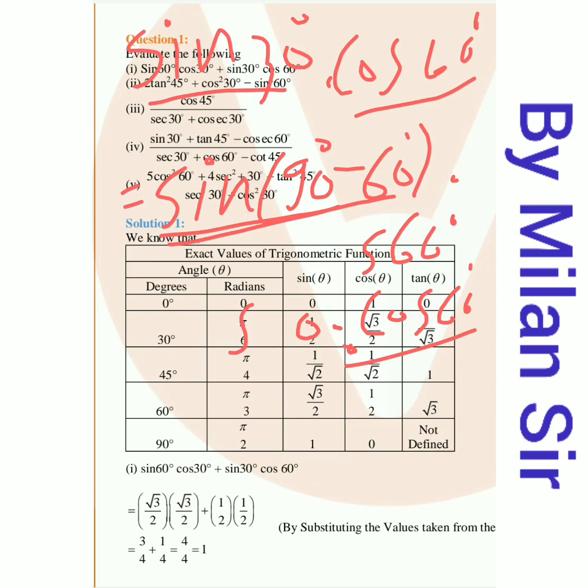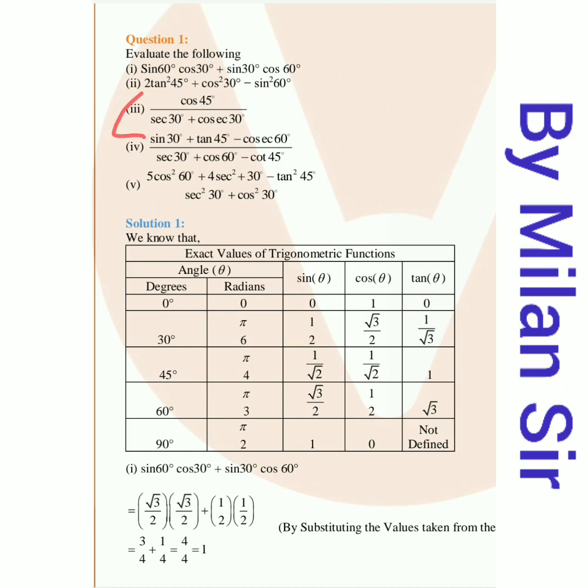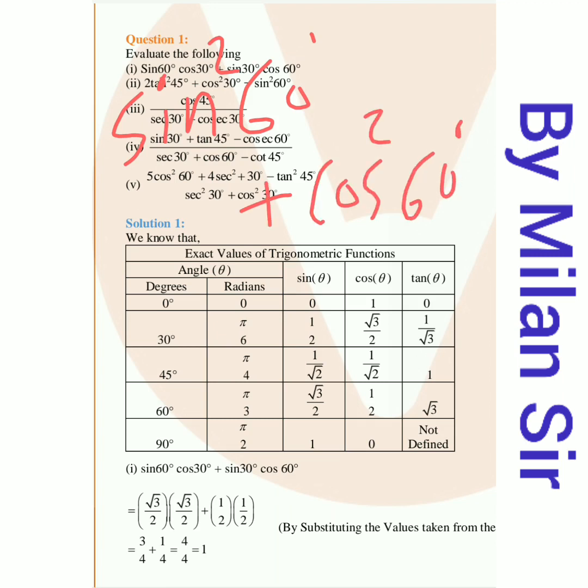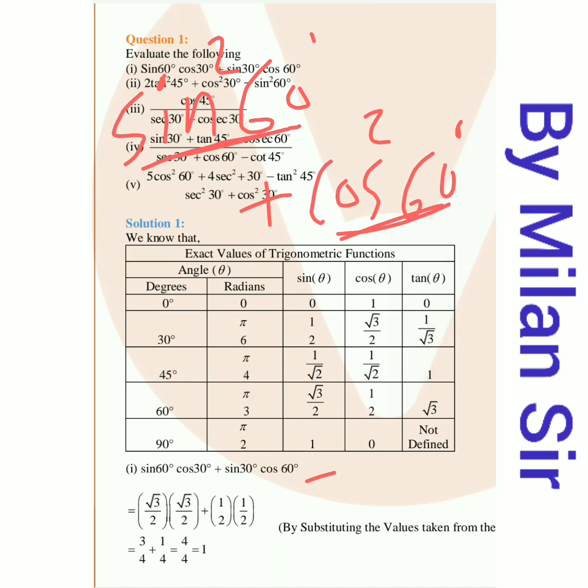Now solve the first term and second term together. So the answer of our first question is sin square 60 plus cos square 60. We also learned one identity in our theory part: sin square theta plus cos square theta is equal to 1. So here a similar form is there, sin square 60 plus cos square 60, where theta is equal to 60. So the answer is 1 by using the identity. So this is the second way.